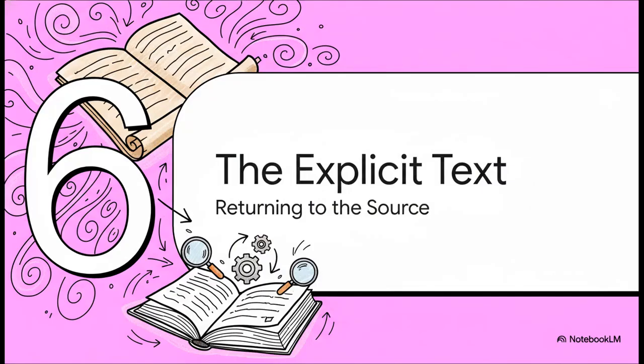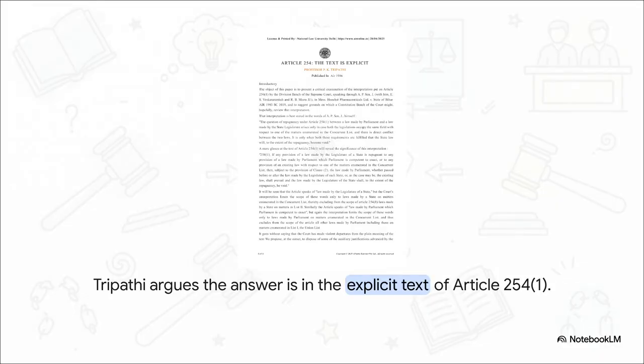So after deconstructing the court's entire reasoning, what's the right answer? Well, Tripathi says the answer isn't buried in some complex doctrine or a misreading of old cases. It's been right there in front of us the whole time, in the plain words of the Constitution itself. The very title of his famous paper on this is "The Text is Explicit." And that's not just a clever title, it's his entire argument in a nutshell. He tells us to go back to the source, to the actual words of Article 254, and he argues that the meaning is crystal clear and doesn't require any fancy judicial interpretation.